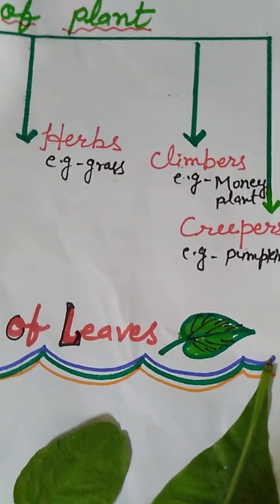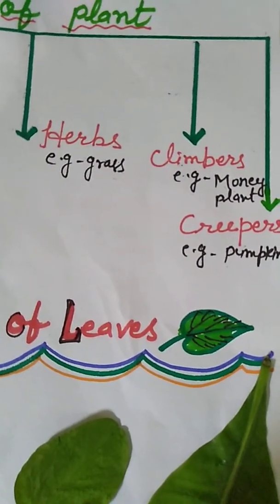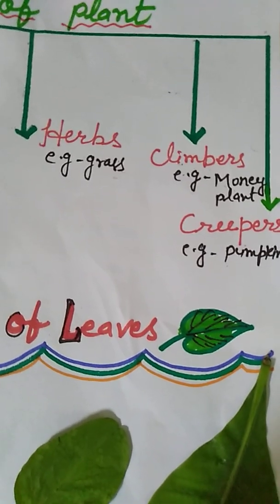And the last one is creeper. Some plants with a weak stem spread or creep on the ground.